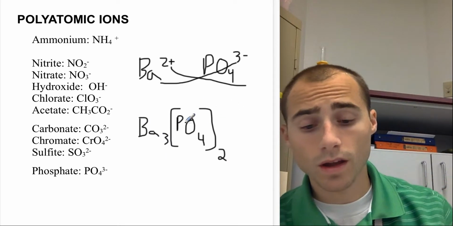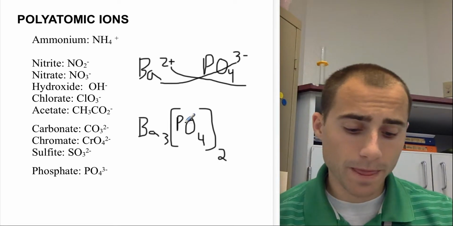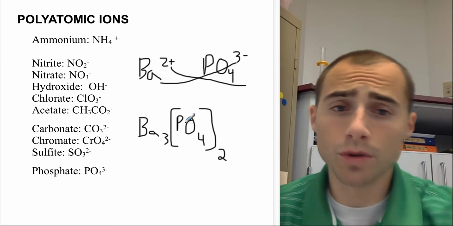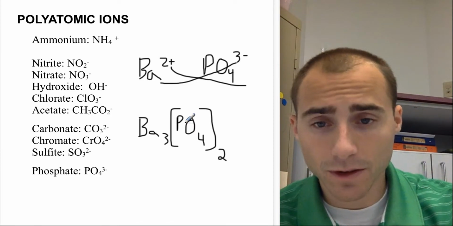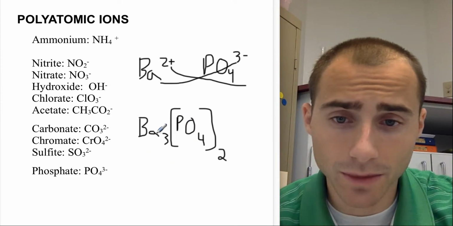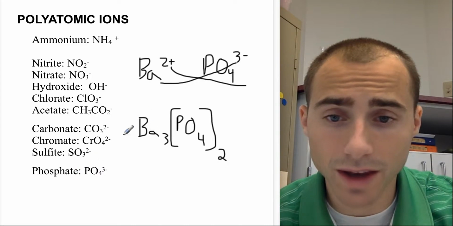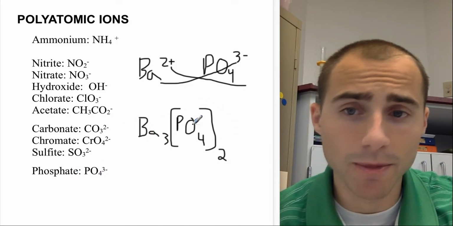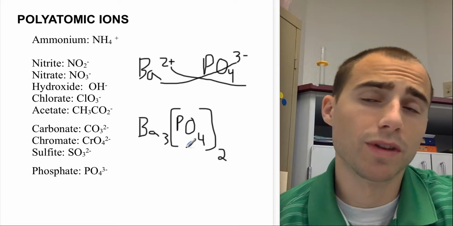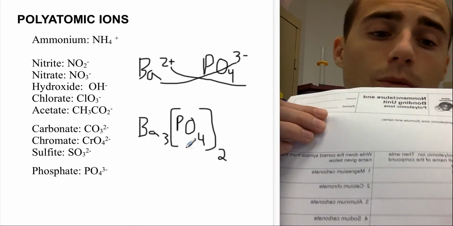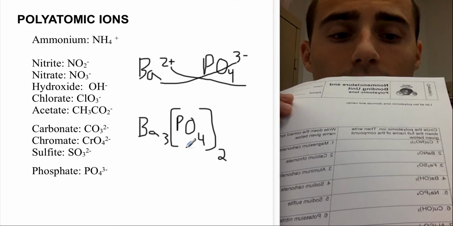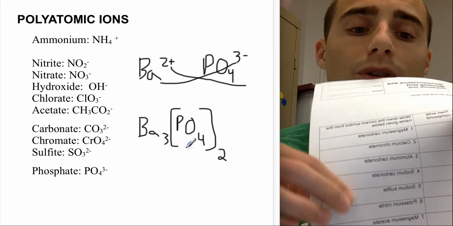Now, when you're naming these, it's really straightforward. You don't end in "-ide" for polyatomic ions. If you see something like this, it's just barium phosphate. So it's just the name of the element and the name of the polyatomic ion. Pretty straightforward, right? So if you look at this paper that you have, on one side, it has where you need to write the names. On the other side, it has where you need to write the formulas.